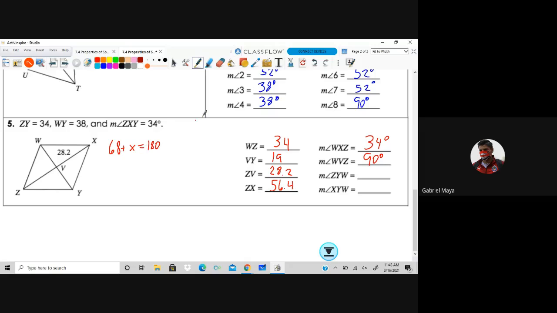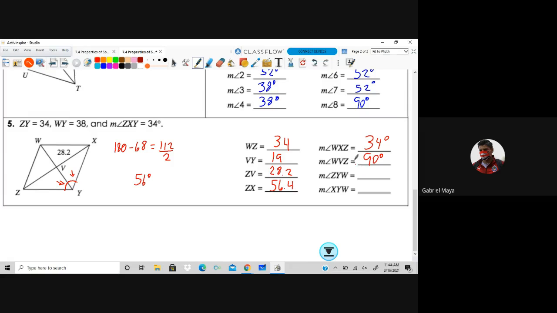Subtract x from both sides, or you could just say, actually, let's, oops, 180 minus 68. The 68 is because these two angles are 34, together they're 68. So this equals 112. That means this entire angle is 112. But it's being bisected, so each of them is half of 112, which is 56 degrees.